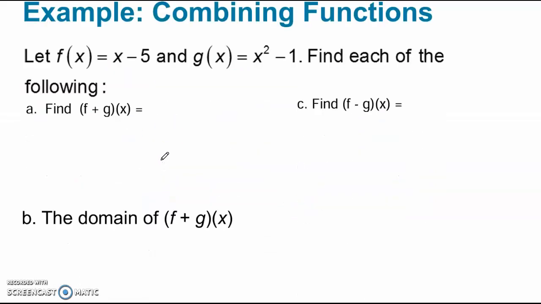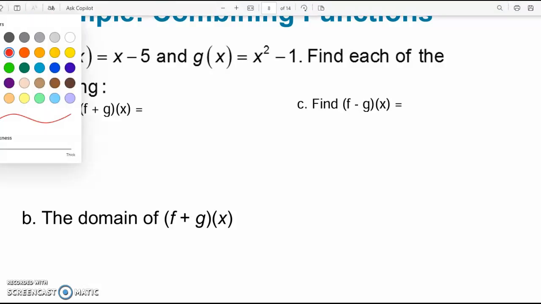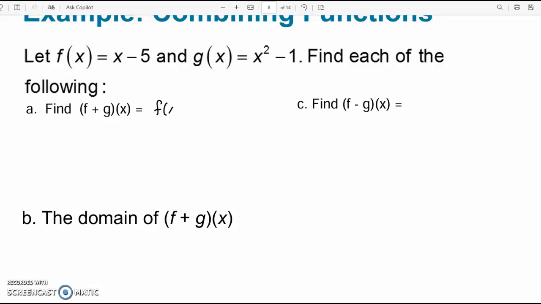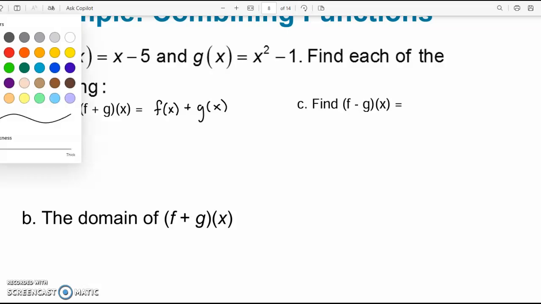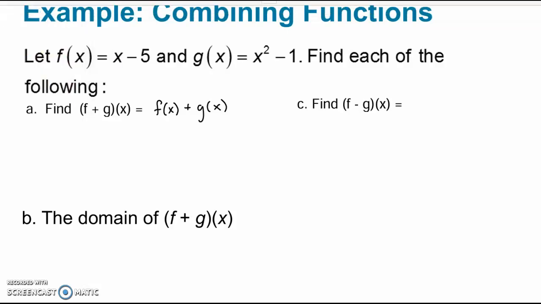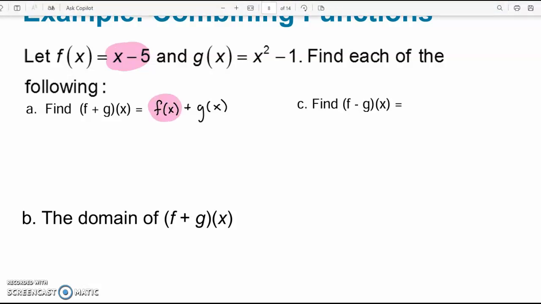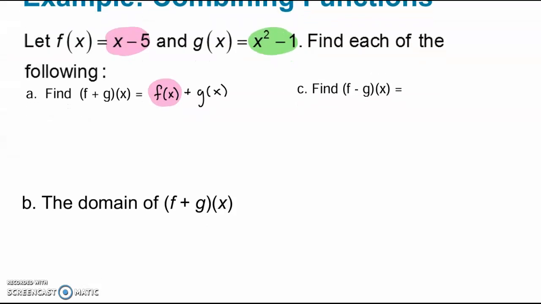So here, when we look at this one, you'll have to add this to your sheet of notes, letter A and letter C, when it printed, it did not print on there. So (f plus g)(x) is the same as taking f(x) and adding g(x). Well, f(x) is x minus 5, so that's what I'm going to put in place of here. And g(x) is x squared minus 1, so that's what I'm going to put in place of here.